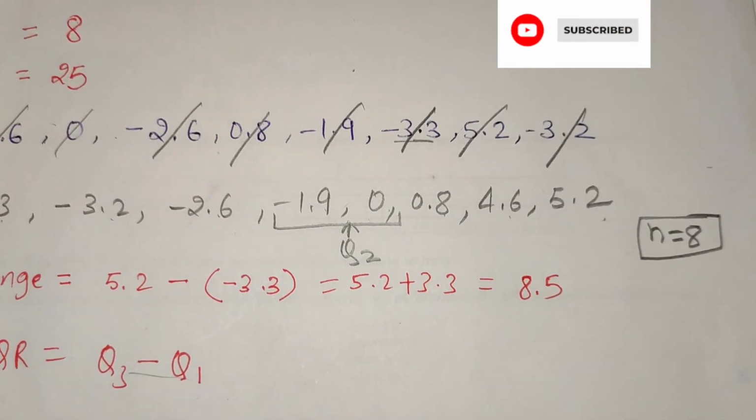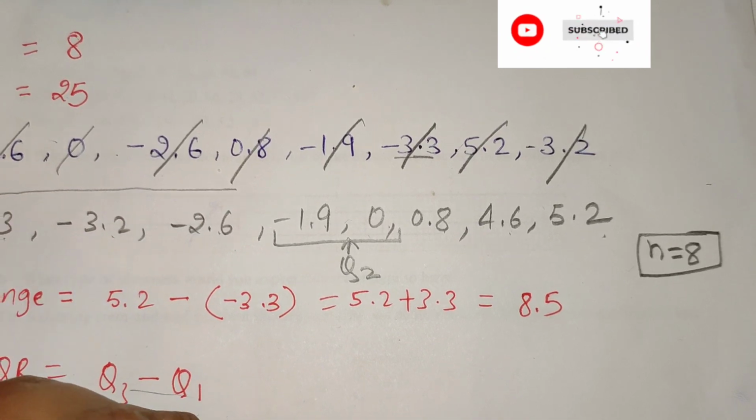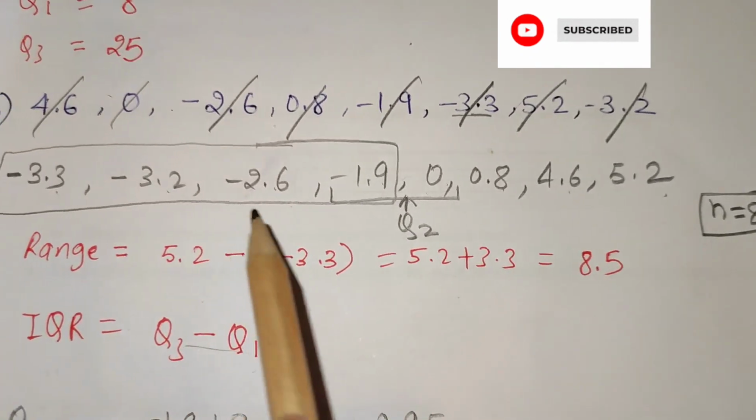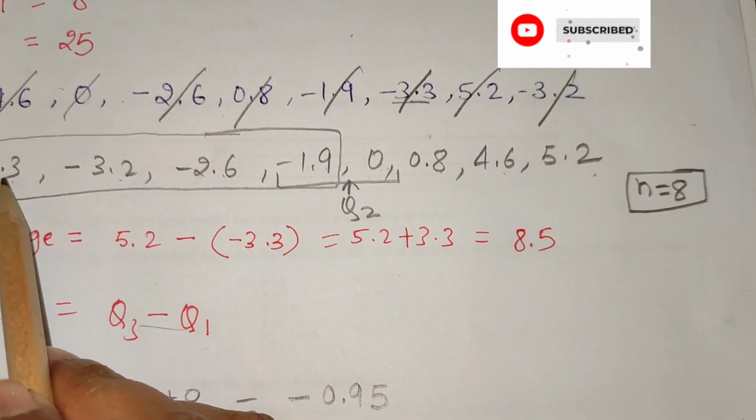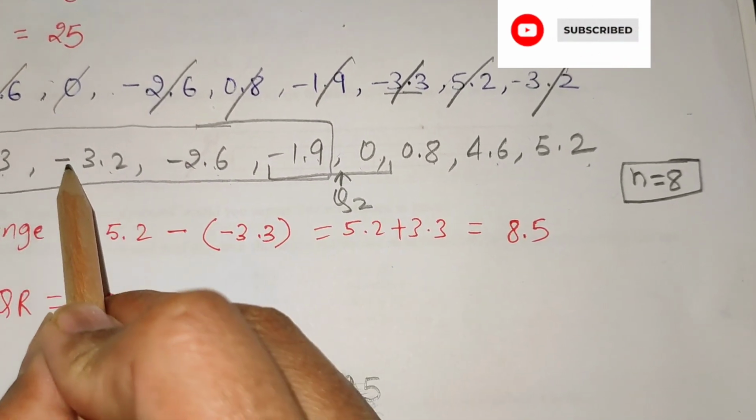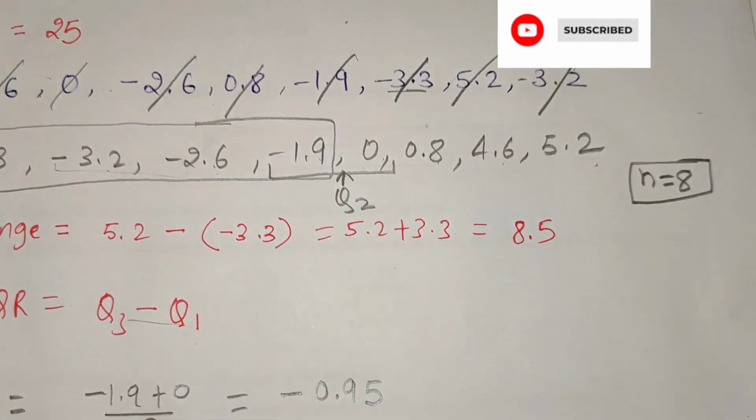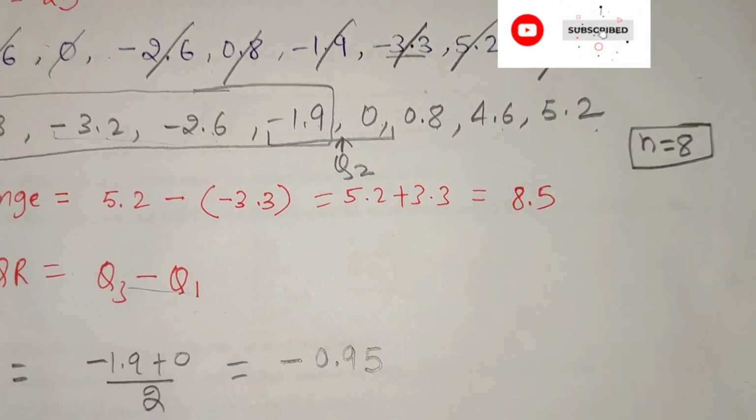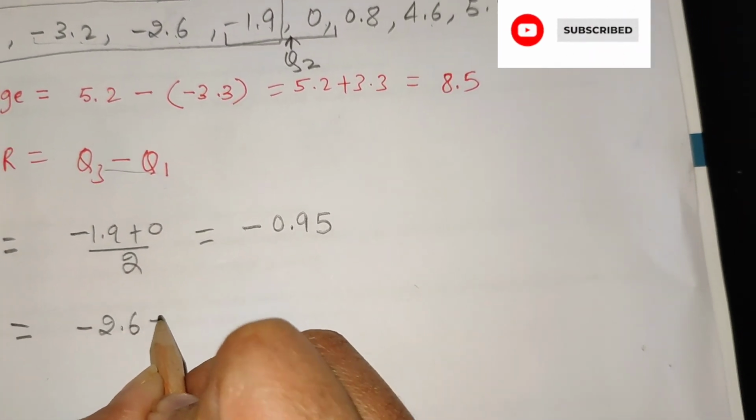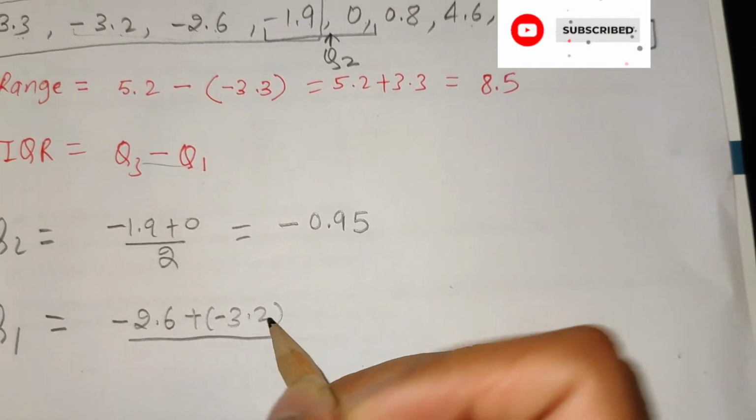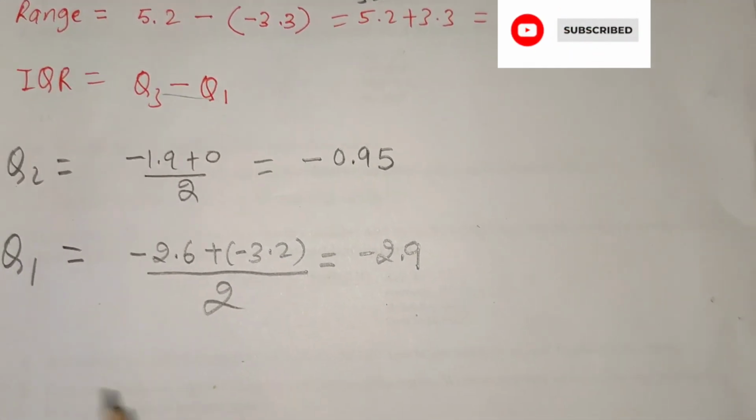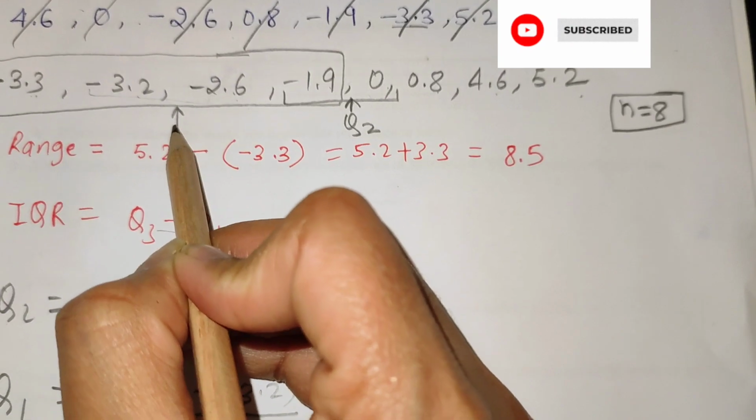To find Q1, you have to look at the lower set of data and find the median of this set. The number of data values in the lower set is 4, so you find the middle two values and take the average of these two. So Q1 will be minus 2.6 plus minus 3.2 over 2. That gives me minus 2.9 if I use my calculator. So Q1 is going to be somewhere here.